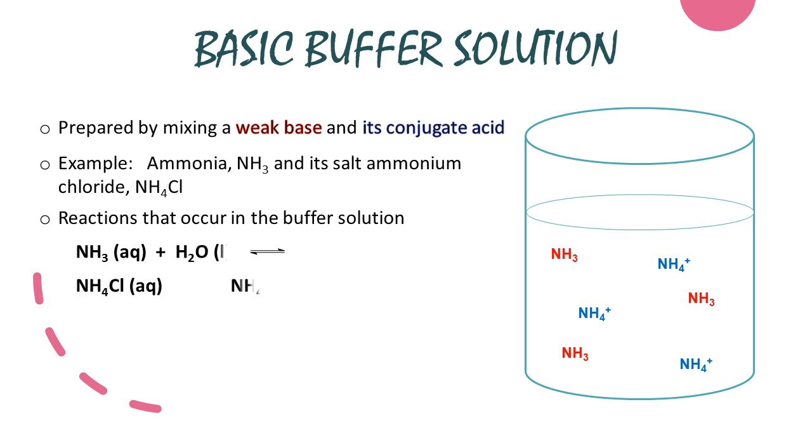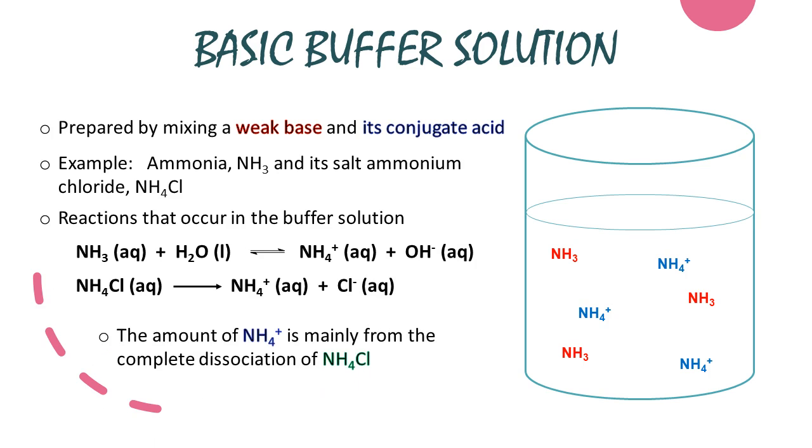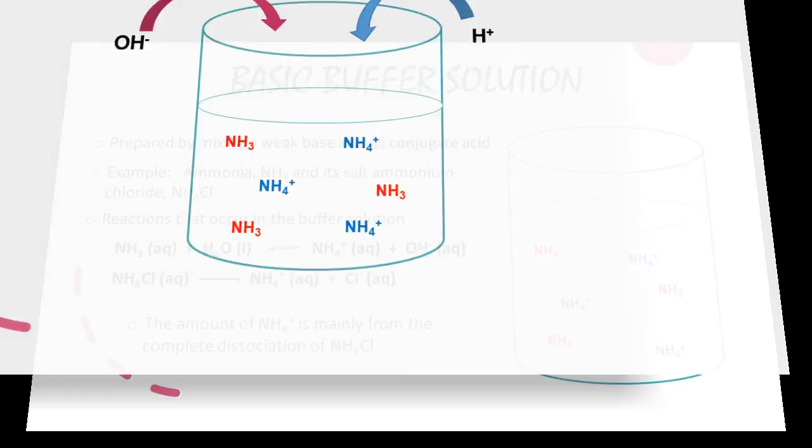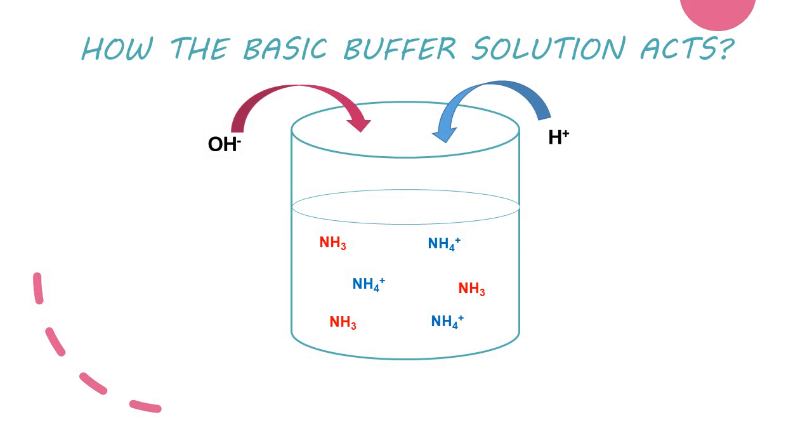As mentioned before, a reversible arrow indicates partially dissociated, while a single arrow indicates completely dissociated. Therefore, the amount of conjugate acid in the solution is mainly from the complete dissociation of the salt. How does the basic buffer solution act?